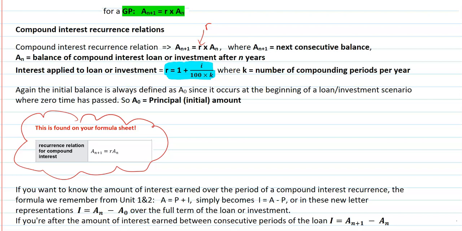Okay, the last thing that you're commonly asked to do as well is to find the amount of interest that you've earned over the period of the compound loan or investment. And there's probably 2 common ones that you'll be asked. What was the interest over the full term of the loan or investment? And that's just simply the difference between your final balance and your initial balance. Or you might be asked the amount of interest earned between consecutive periods. So again, you're just finding the difference in their balances.